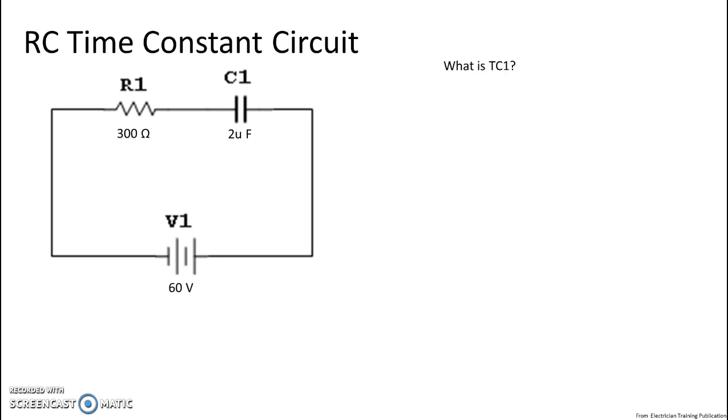Okay. So for this, what is time constant 1? We figure that out by taking R times C. In this case, that would be 300 times 2 micro, and we get a value of 0.6 milliseconds. So the amount of time for one time constant is 0.6 milliseconds.